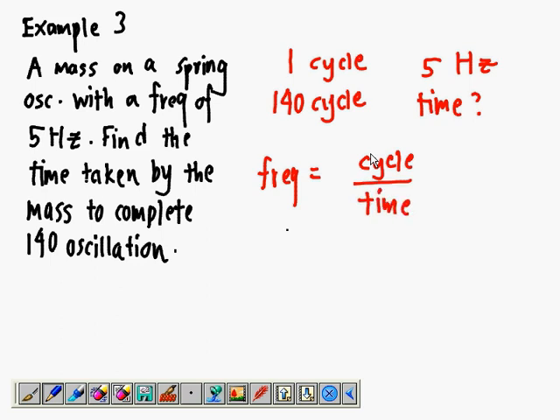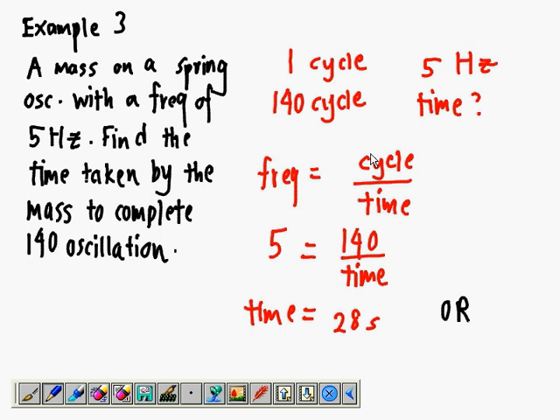So frequency equals cycle over time. Frequency is 5, cycle is 140. Time can be calculated. The answer is actually 28 seconds. But there's also another way to do it.